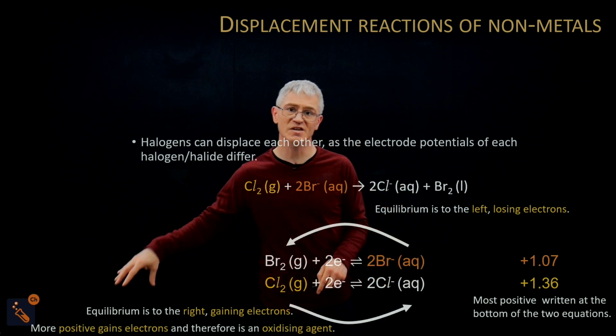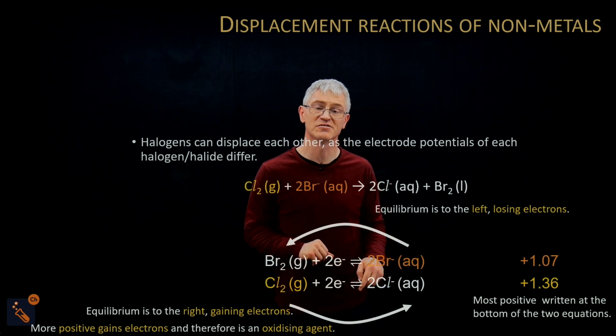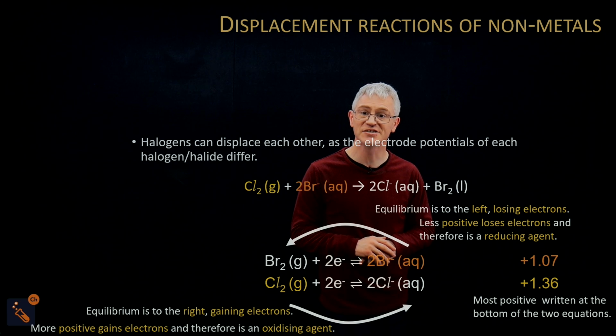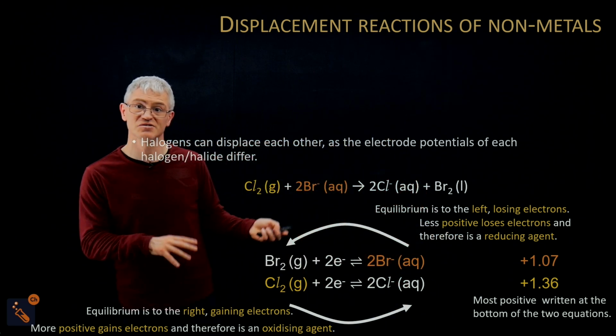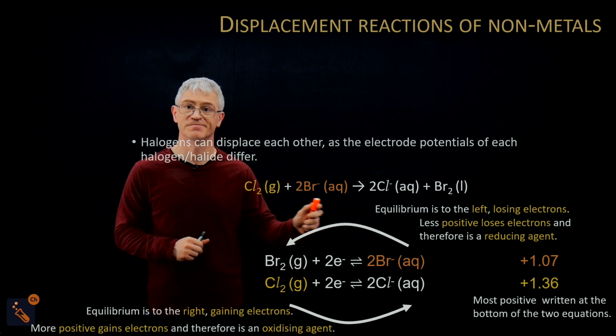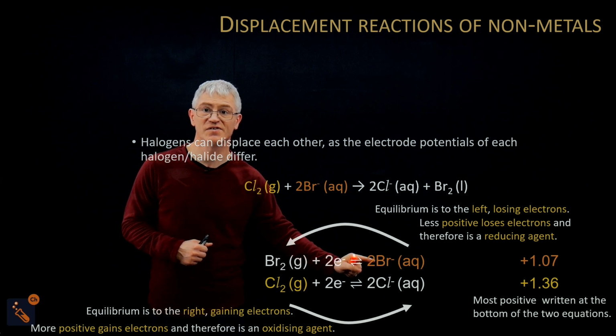Now, if you want to go into a bit more detail, the more positive gains electrons and therefore is an oxidizing agent, makes something else lose, and the other one would be a reducing agent. Okay, and that is how you do it, and you can combine that into this full equation here. So if you look here, what's happened is we have flipped this. We're saying Br minus, starting with Br minus, going to Br2.